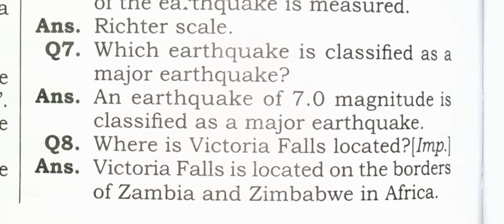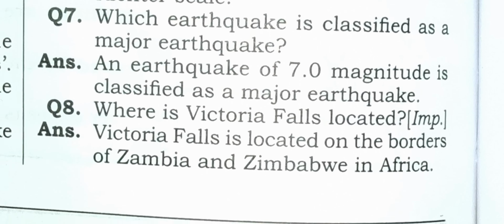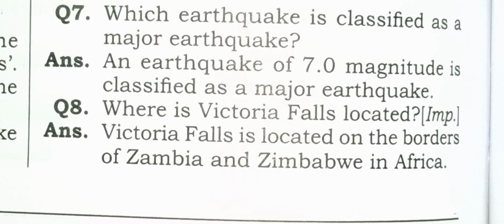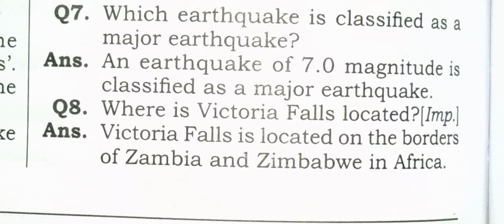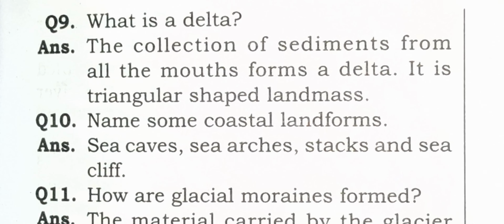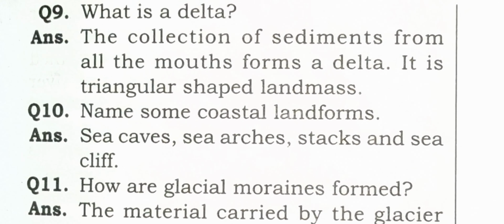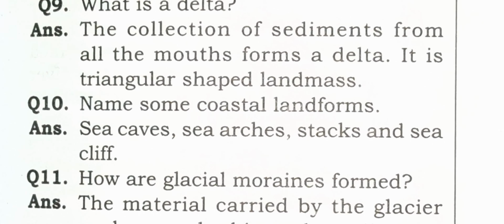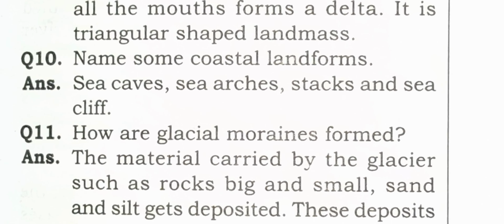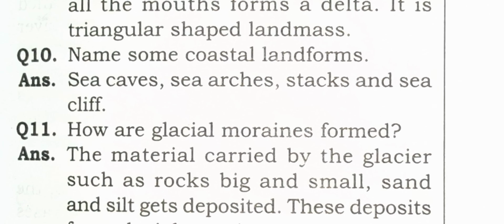Question 8. Where is Victoria Falls located? Victoria Falls is located on the boundary of Zambia and Zimbabwe in Africa. What is a delta? The collection of sediments from all the mouths forms a delta. It is a triangular shaped landmass. Name some coastal landforms: sea waves, sea arches, stacks, and sea cliffs.